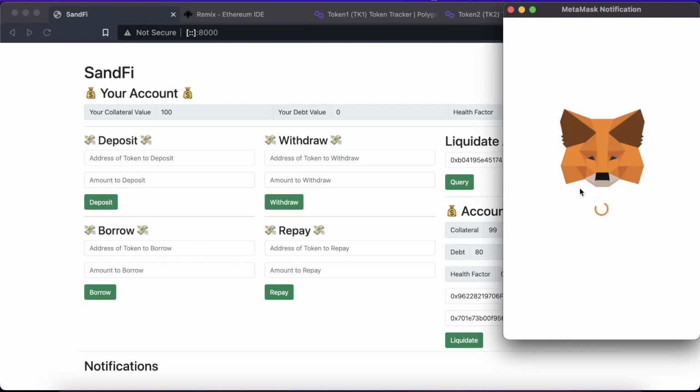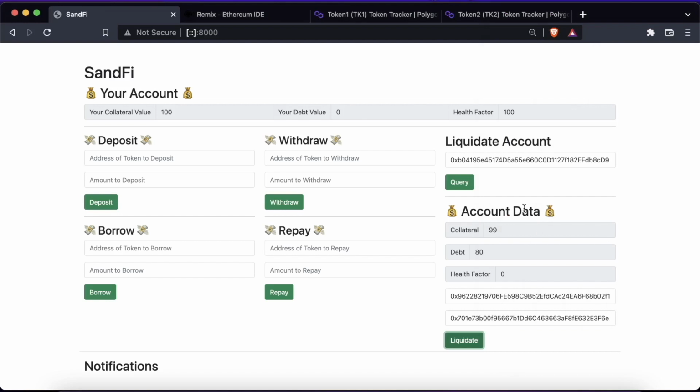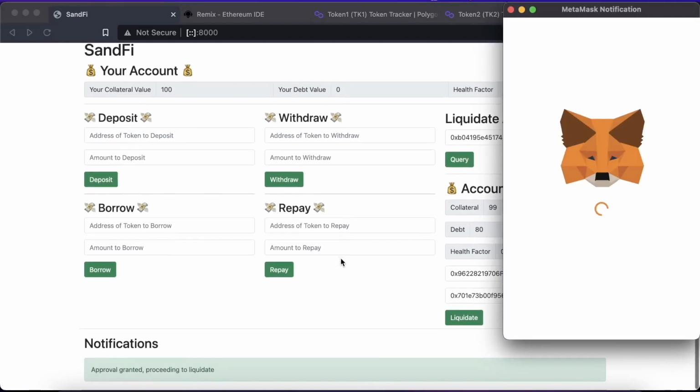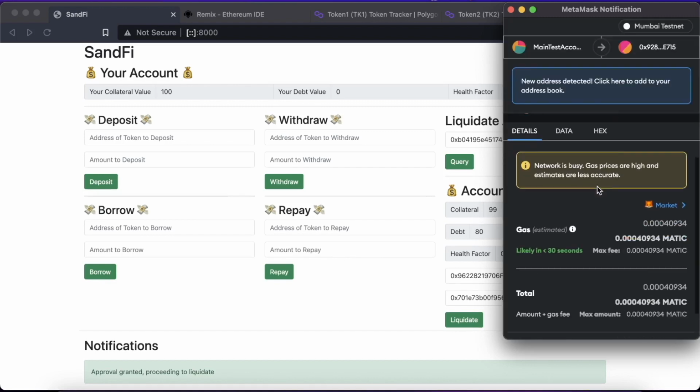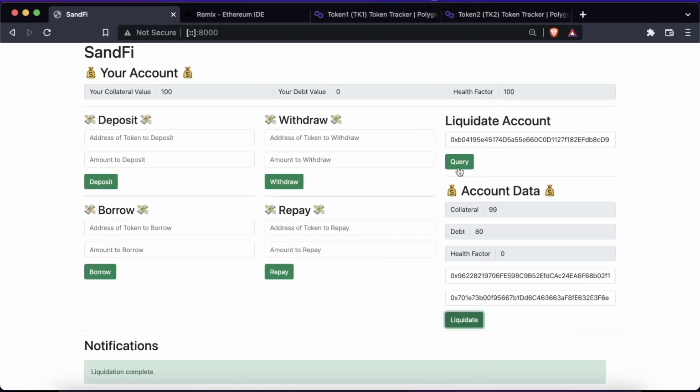First, we're going to have an approval here. And this is for half of the debt, which is 40. And here we go. The approval was granted, and then we're going to proceed to liquidate the account. Liquidation complete. Now we're going to query again the status, and the collateral is 57, the debt is only 40, and the health factor was returned to 1. So the platform is solvent again, it's properly funded, and the liquidator got a reward in that latest transaction.